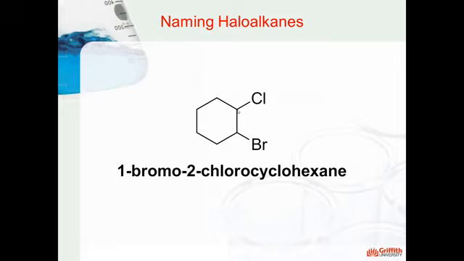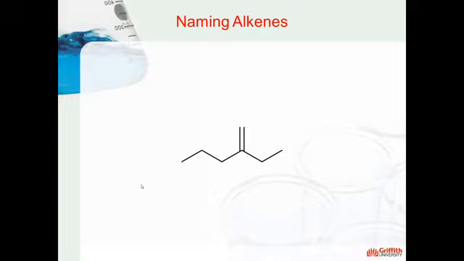So 1-bromo, you can see there's a hyphen between the number and the letter, and between the letter and the number, so hyphens in between those. So 1-bromo-2-chlorocyclohexane. This one here is an alkene. Alkenes are a higher priority than alkanes. So we're looking for the longest chain that contains that alkene.